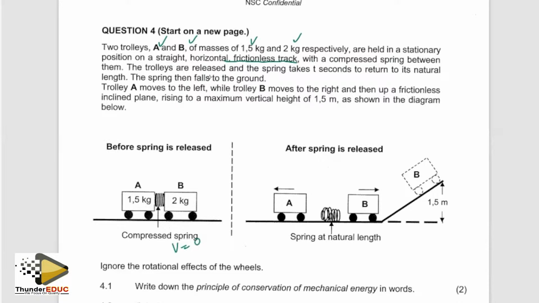If the trolleys are released and the spring takes t seconds to return to its original length, the spring then falls to the ground. So as soon as it is released, it will give these 2 bodies some bit of momentum so that they can move. It told us this one to the right and then that one to the left. Trolley A moves to the left, while B moves to the right and then up a frictionless inclined plane, rising to a maximum height of 1,5 meters, as shown in the diagram.